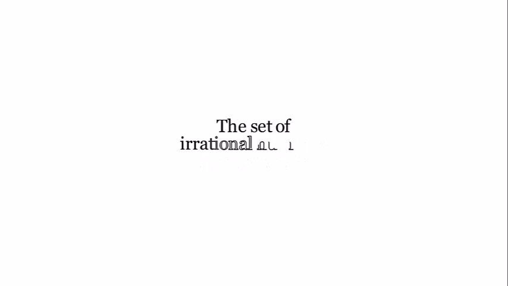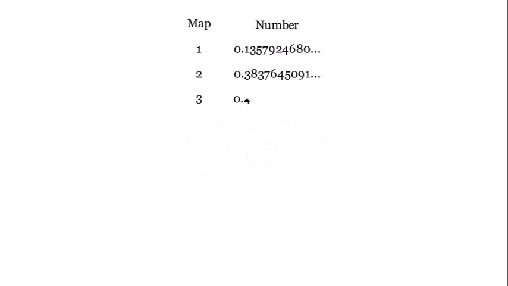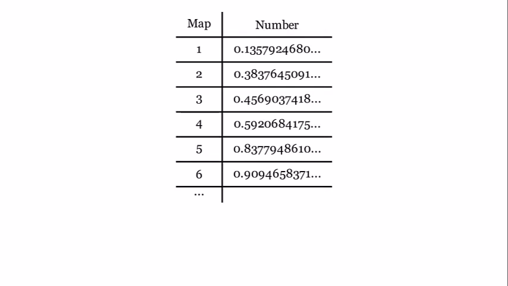Well, let's suppose that they weren't. Then you could list out all the possible irrational numbers. Here's an example. Now, I'm going to make a number that's not on this list. Take the first digit of the first number and add 1. Then the second digit of the second number, then the third, and so on for every entry in the list.